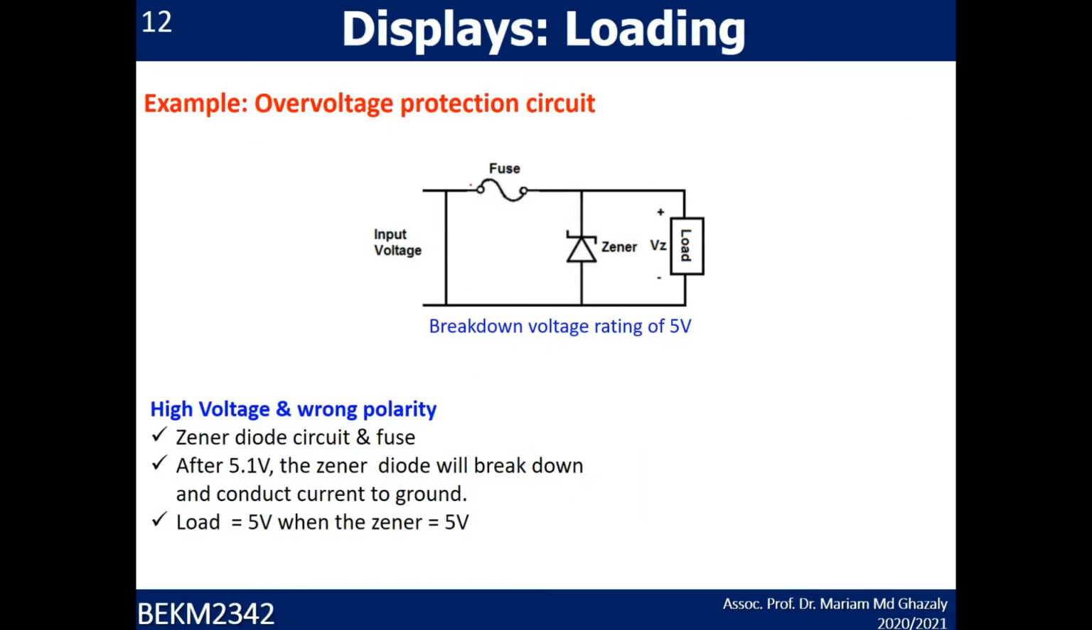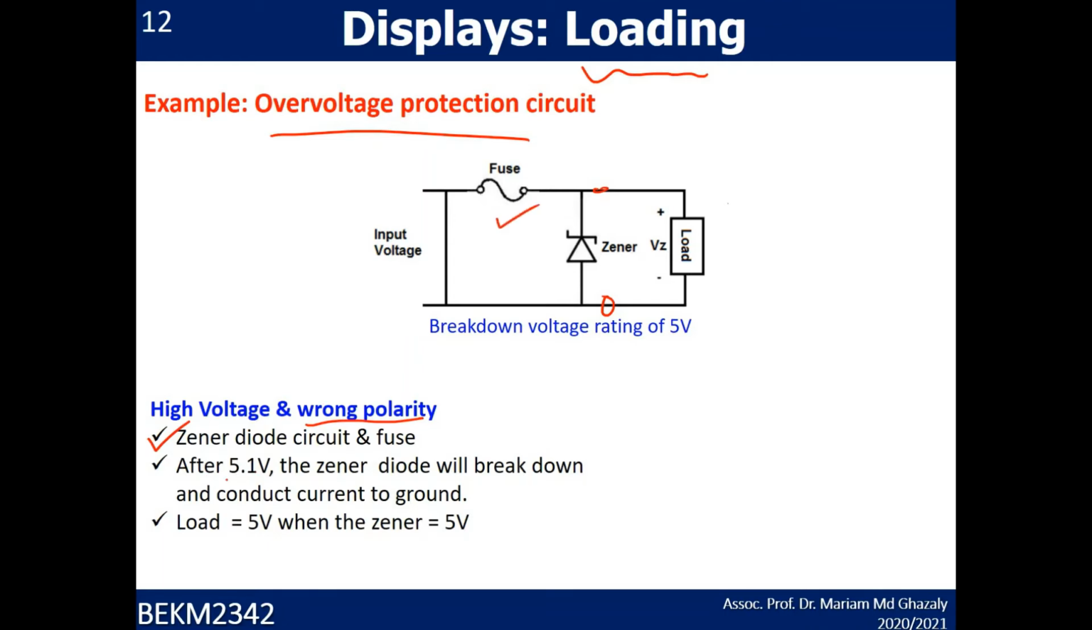This is an example of a display using the loading concept. This is where you attach the load at the end of the Zener diode. For example, if you have a high voltage in the circuit and you attach it in the wrong polarity, you can add a Zener diode circuit and a fuse here.